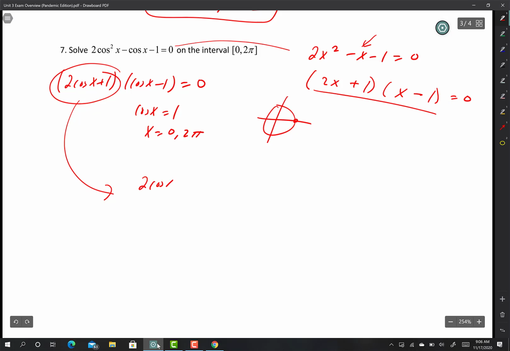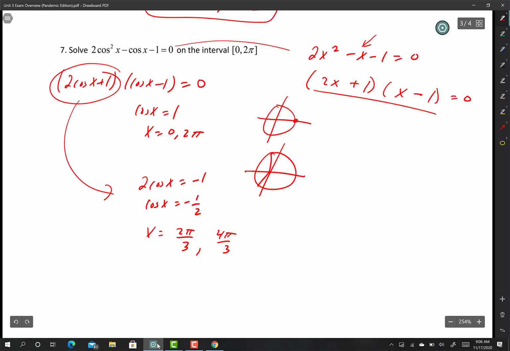Where does 2 cosine x equal negative 1? Well, I divide by 2. Cosine x equals negative half. On the unit circle, negative half is up in quadrant 2 and down in quadrant 3. So those two radians are 2 pi over 3 and 4 pi over 3.